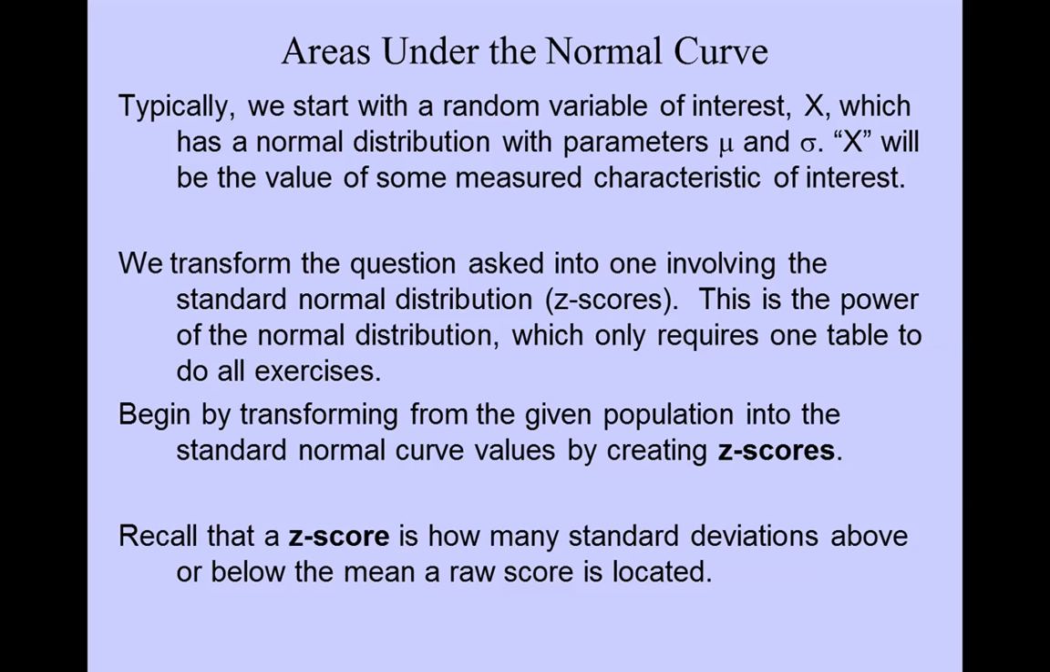Typically, we start with a random variable of interest, x, which has a normal distribution with parameters mu and sigma. X will be the value of some measured characteristic of interest. We transform the question asked into one involving the standard normal distribution, or z-scores. This is the power of the normal distribution, which only requires one table to do all exercises. Begin by transforming from the given population into the standard normal curve values by creating z-scores. Recall that a z-score is simply how many standard deviations above or below the mean a raw score is located.